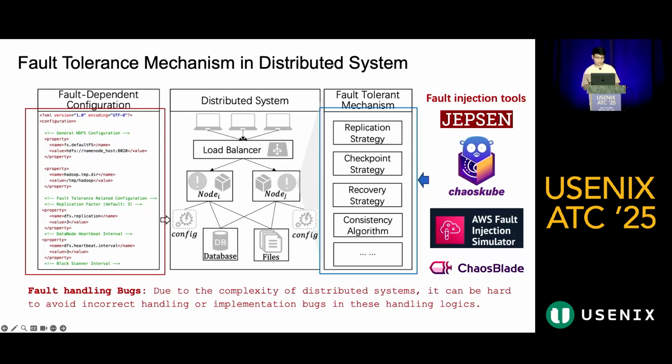To find these bugs, researchers have built a number of fault injection tools that simulate and inject different types of faults into distributed systems. These tools have been quite successful. They have already detected many real-world bugs. However, most existing fault injection tools test distributed systems under fixed and default configuration settings. They don't really consider how different configuration settings might affect how the system handles faults, which means they could be missing a lot of important bugs.